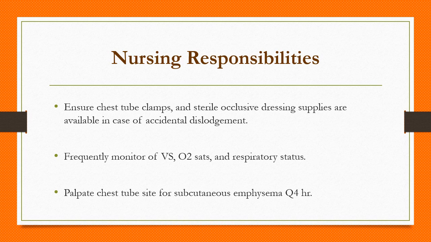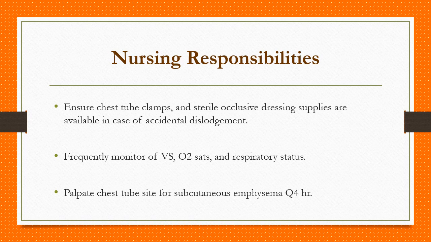Palpate around the chest tube site above your dressing, feeling for subcutaneous emphysema or crepitus every 4 hours. If subcutaneous emphysema is identified, mark the perimeter with a Sharpie and document your findings in Cerner. Be sure to troubleshoot the cause.